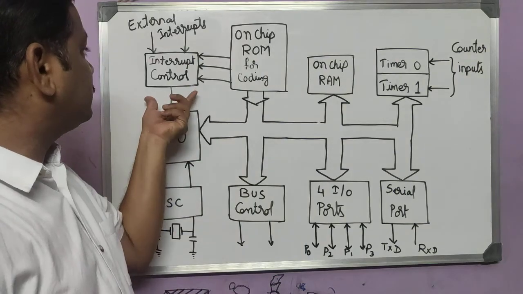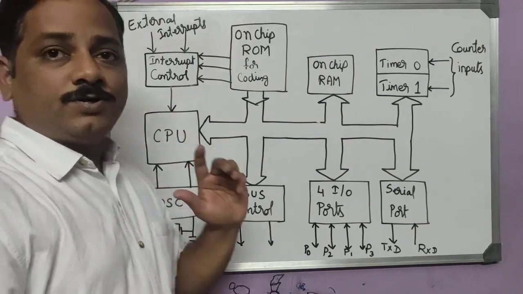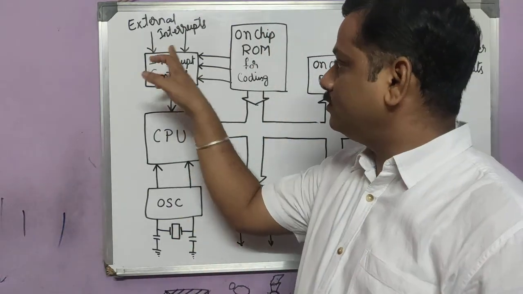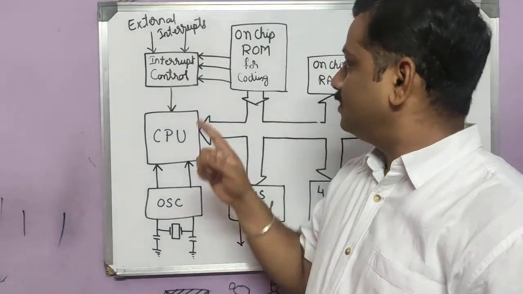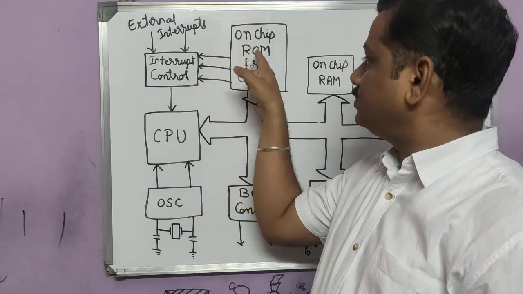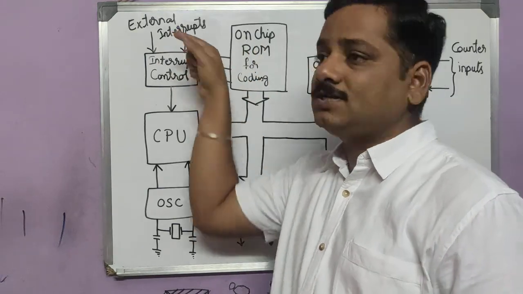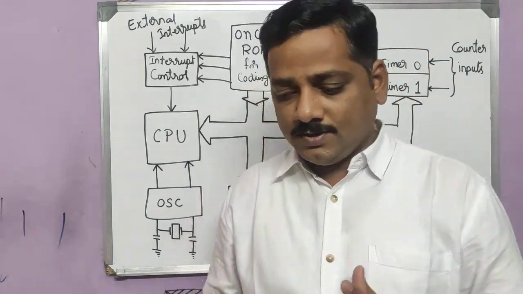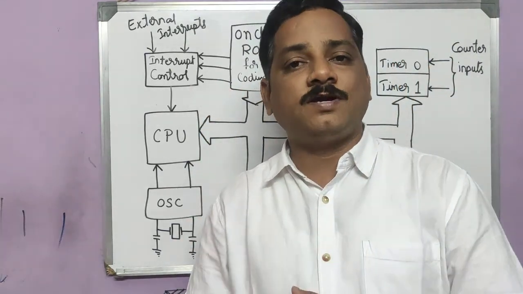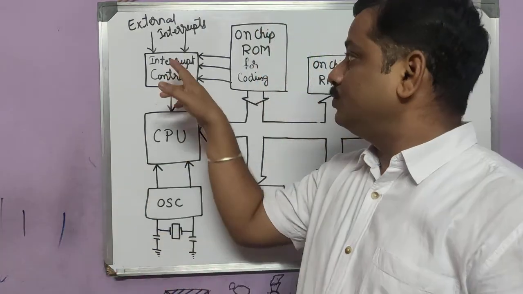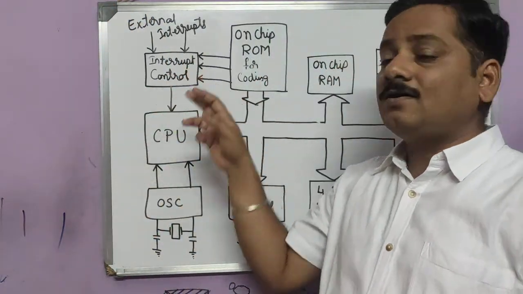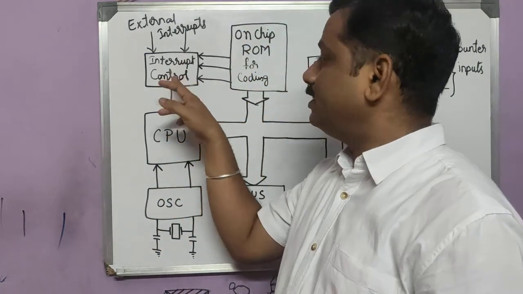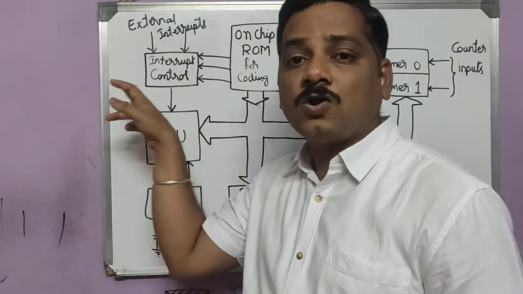Next you can see interrupt control. Here we have one more block, that is interrupt control. You can observe these arrow marks: we have 3 from the on-chip ROM and 2 from external interrupts. I will give you a basic idea about interrupt control. We have 5 interrupts in the microcontroller 8051. 2 are external interrupts and 3 are internal interrupts, and those 3 are provided to the interrupt control by the on-chip ROM.